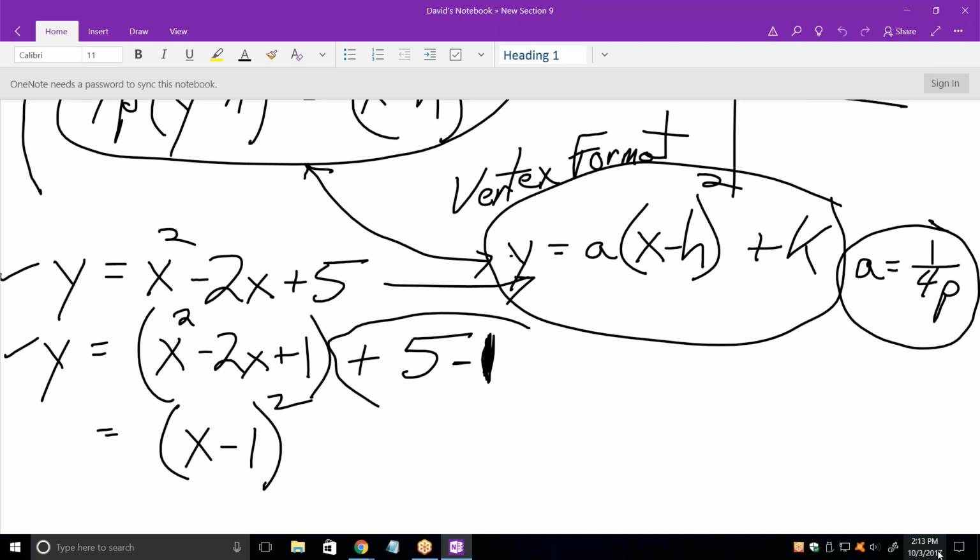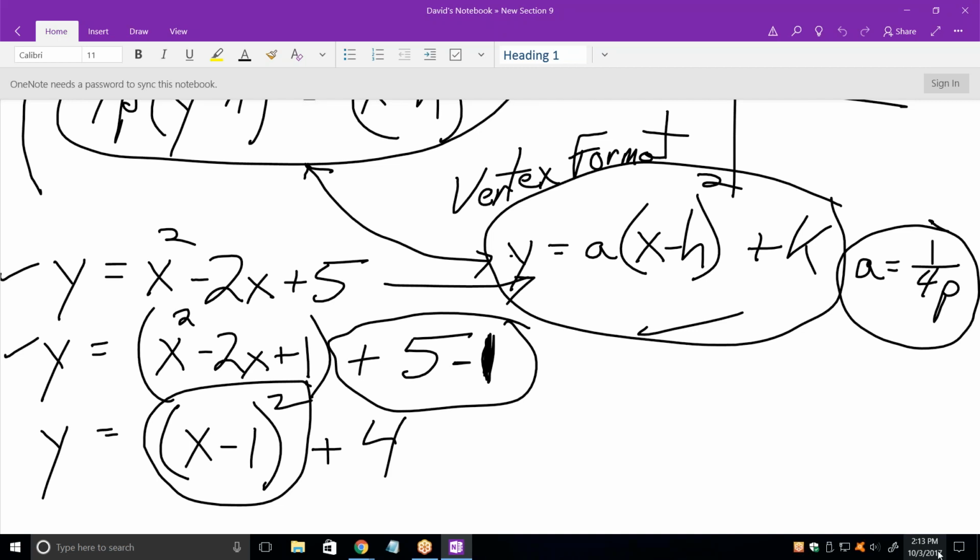I combine those two numbers, I get plus 4, and now I've got that. That's the same equation as we started with. The difference is it's now in perfect vertex format. Okay. So where did the x squared go, though? Right here, that's x minus 1 times x minus 1. I see it. Produces x squared.